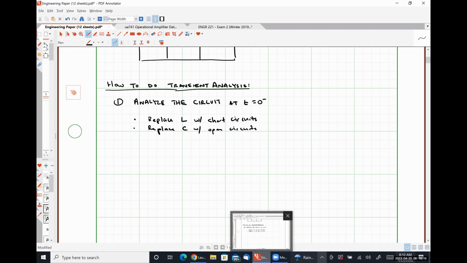And I'm going to just throw this out here as well, even though you may not explicitly be asked to do this in the problem. I'm going to tell you, regardless of whether or not you are asked to do it, you need to find the inductor current at t equal to 0 minus, or if it's a capacitor problem, you need to find the capacitor voltage at 0 minus.